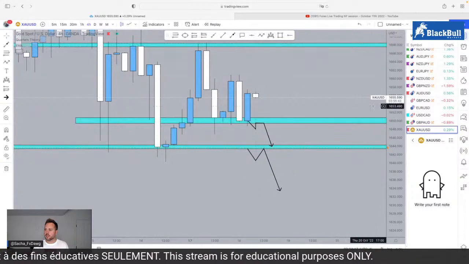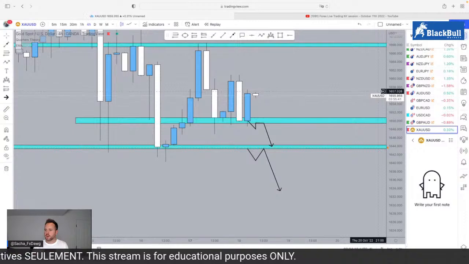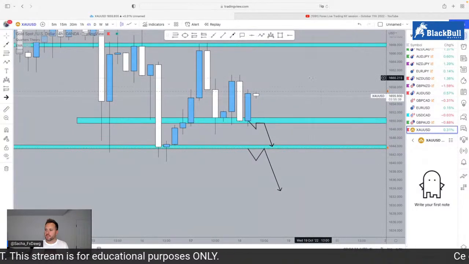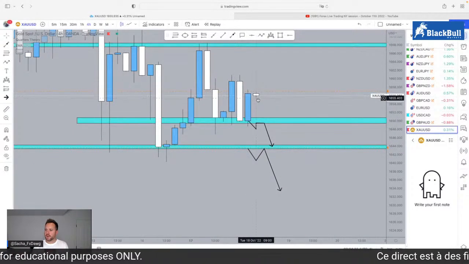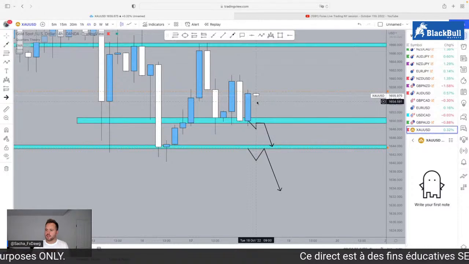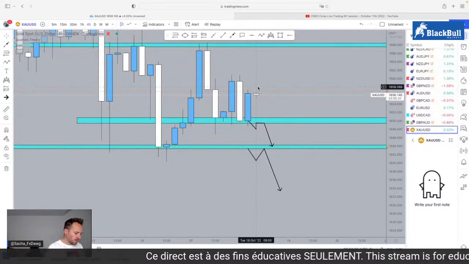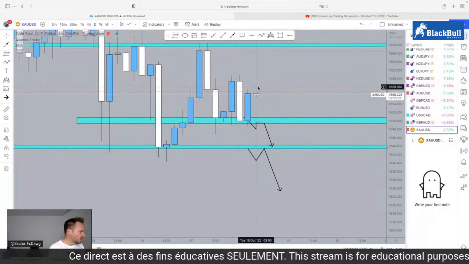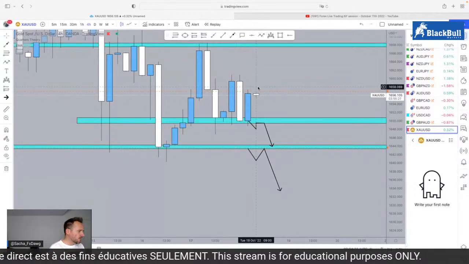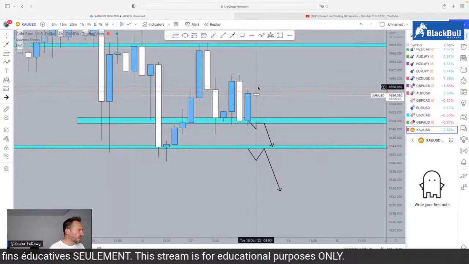So let me place the alert right here, right? So now we're forming that tail to the downside. So we'll see how it goes. If we do break the high, actually, let me get ready here with gold just in case, because gold sometimes moves fast.